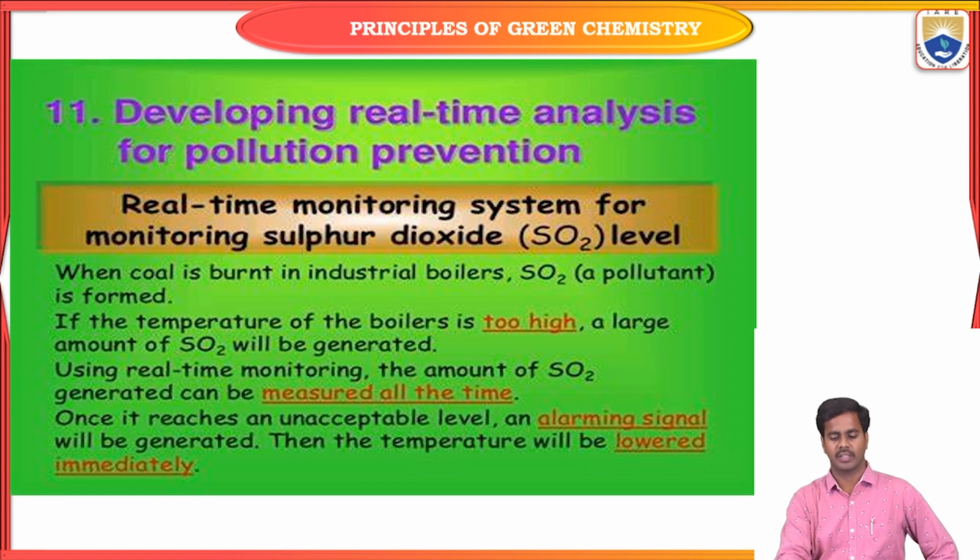These are examples of real-time analysis. If coal is burnt in industrial boilers, SO2 is formed. If the temperature of the boiler is too high, a large amount of SO2 will be generated. So by using real-time analysis, we can minimize the temperature. If you minimize the temperature, the production of SO2 will be prevented. That is known as real-time analysis.